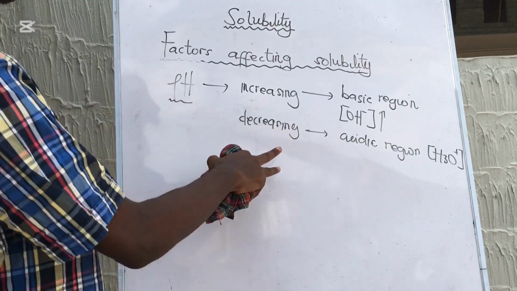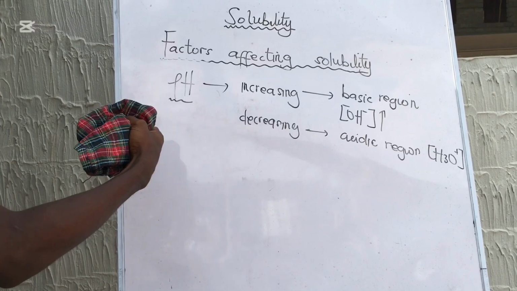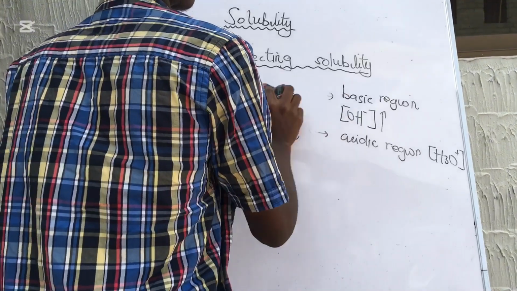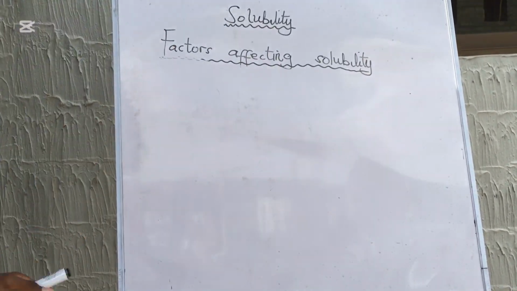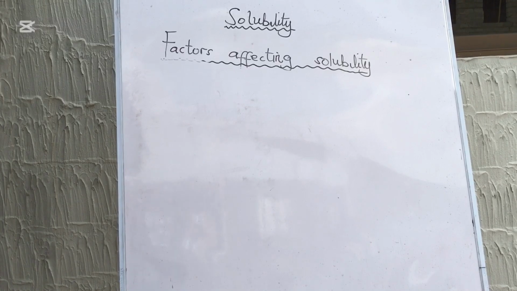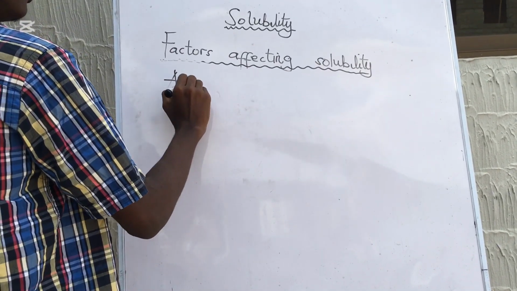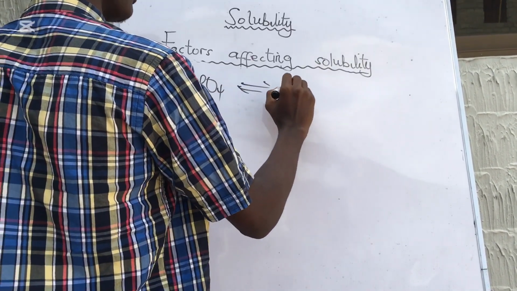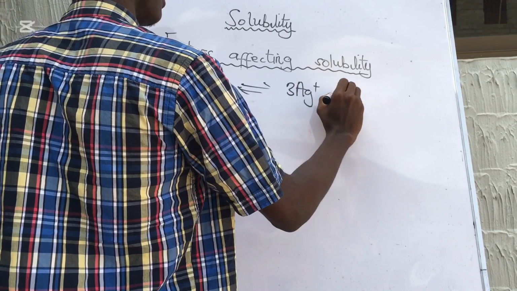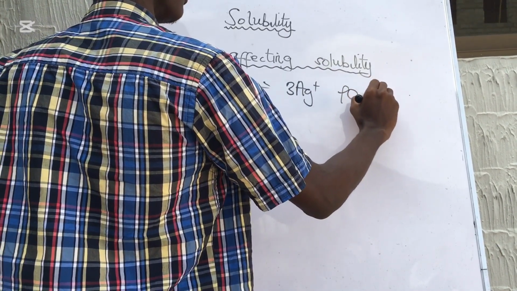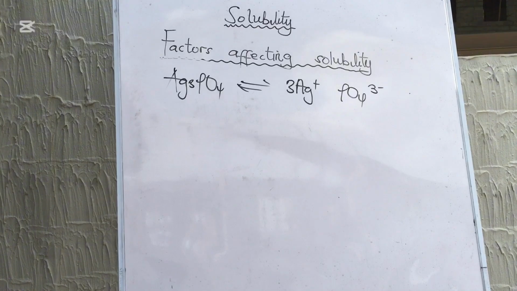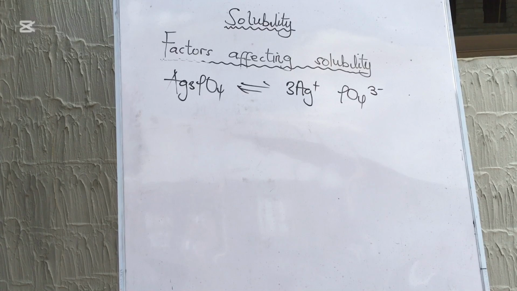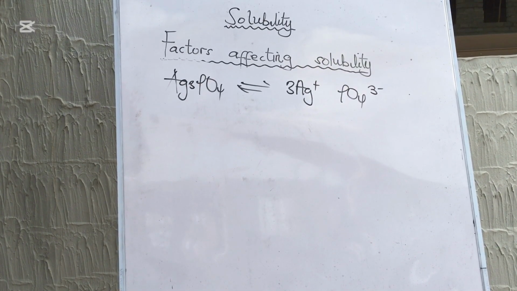If you are adding acid to a solution, you are decreasing the pH. So decreasing the pH, what happens to the solubility of a salt? Increasing the pH, what happens to the solubility? Now let's talk about it. If you have Ag3PO4, this is a salt. If you dissolve it in a solution at equilibrium, you are going to get 3 of the Ag plus and PO4 3 minus. For this particular salt, if you add an acid to it, what are you going to get? And if you add a base to it, what are you going to get?